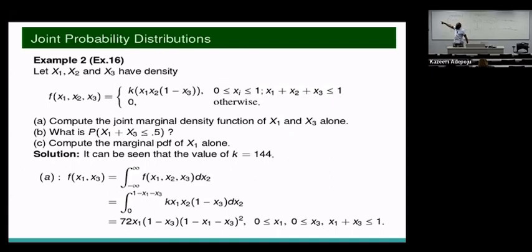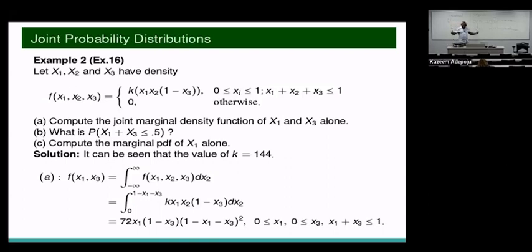Into x1, how many integrals are you going to have? Three integrals. Take a look at that, and look at the range of x1, x2, x3. Xi lies between 0 and 1, meaning x1 lies between 0 and 1, x2 lies between 0 and 1, x3 lies between 0 and 1. But there's another restriction: x1 plus x2 plus x3 must be less than or equal to 1. You've got to take that into consideration.